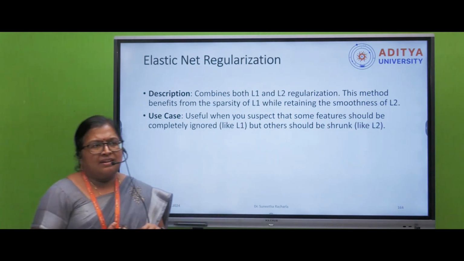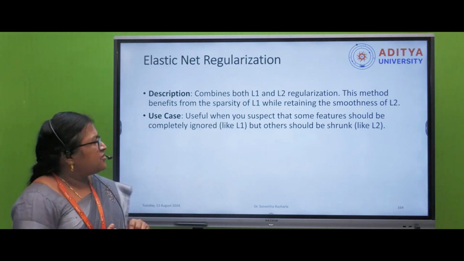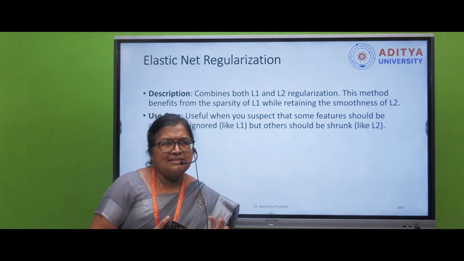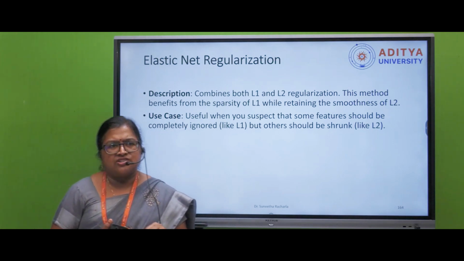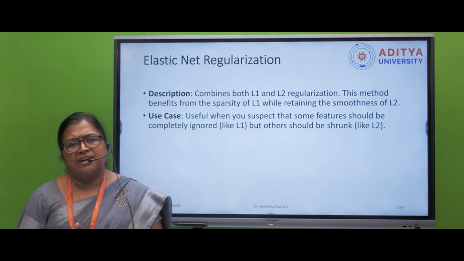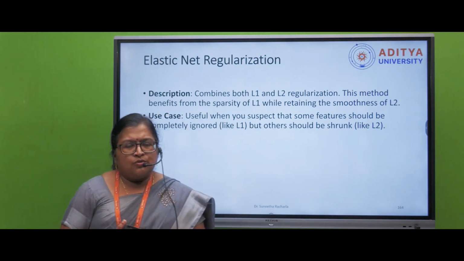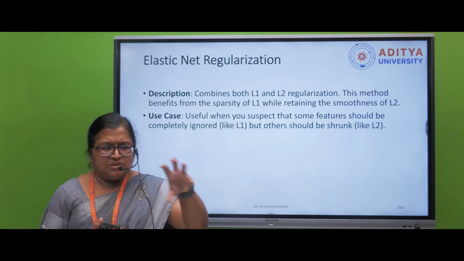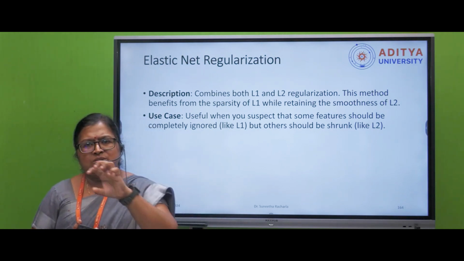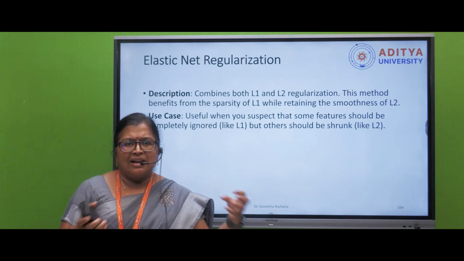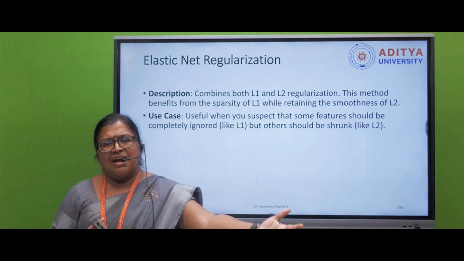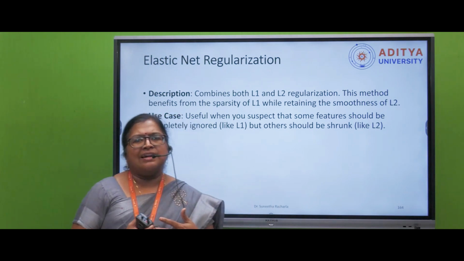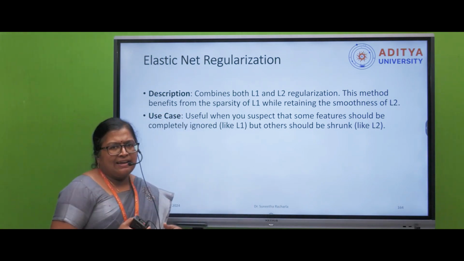Next one is elastic net regularization. Elastic net regularization is a combination of lasso and ridge regression, I mean L1 and L2 regularizations. We use the summation of the absolute values and also the squared values of the penalties, and we combine both. That will give us a regularization function for the hidden layer.